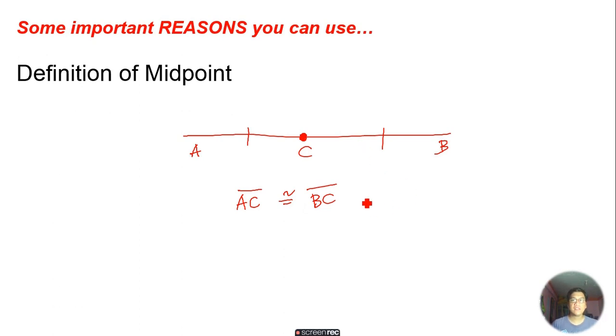What you're going to write under the reasons in the two-column proof is simply, like that, definition of midpoint. The shorter, the better. No need to further elaborate or write it in words. It is already understood.